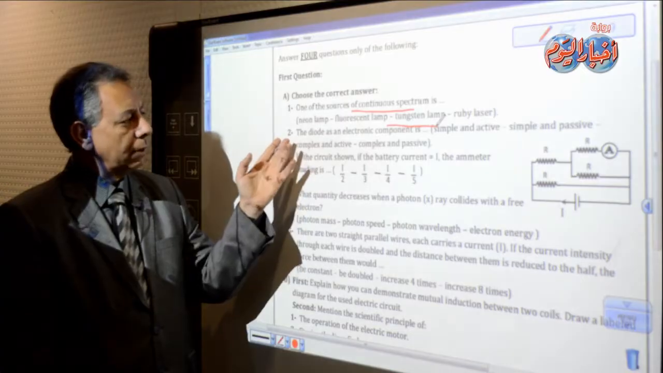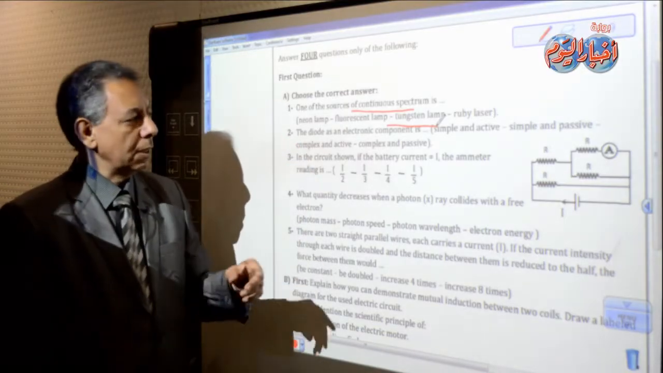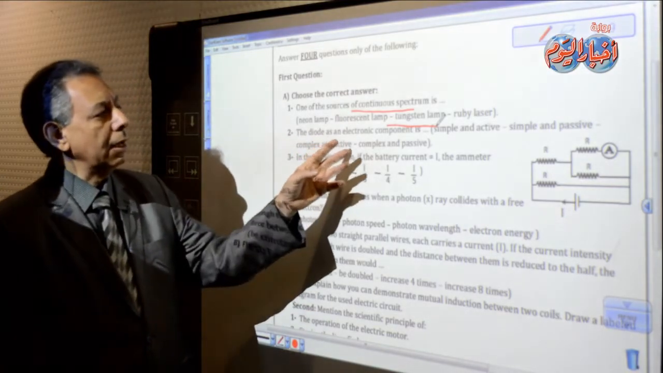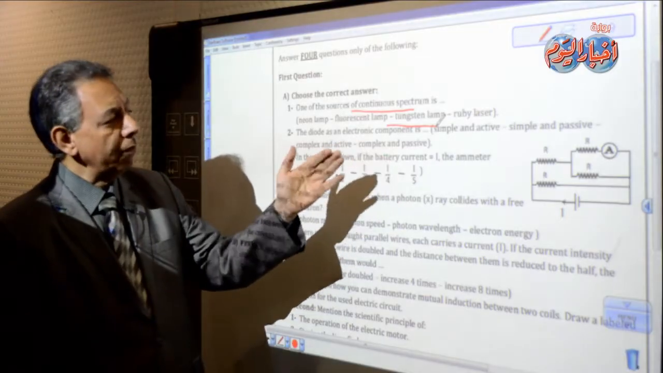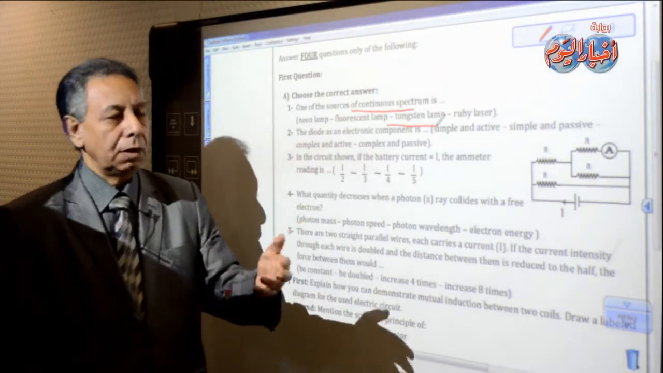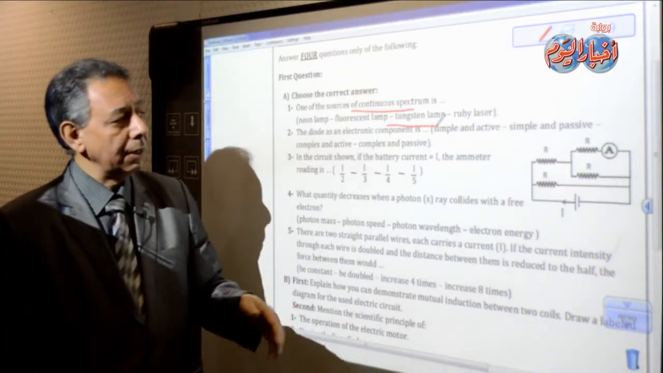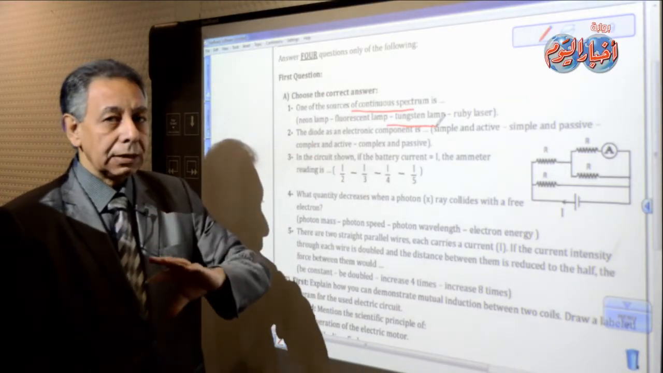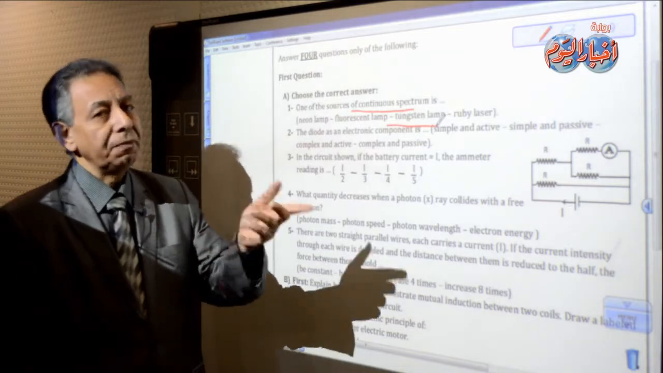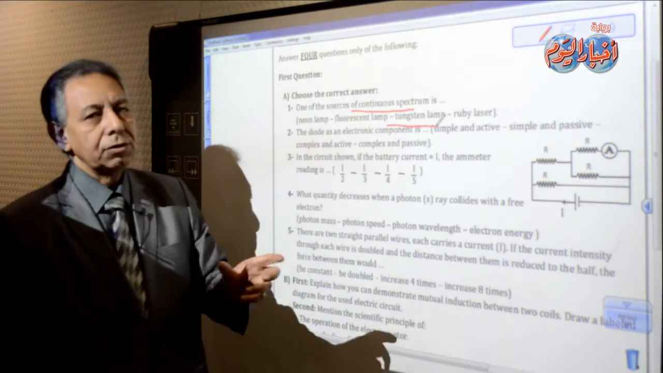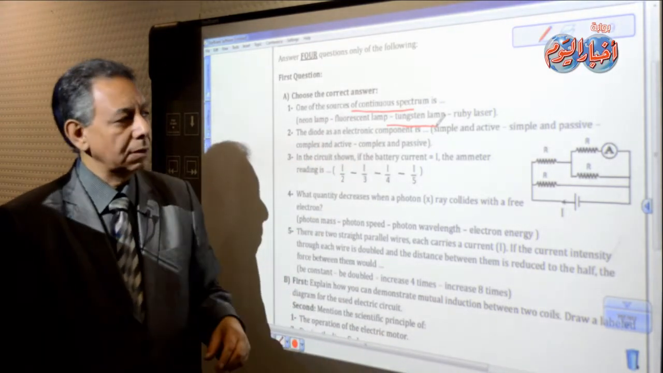The second question: the diode, the p-n junction, as you know, is an electronic component. And we have a classification for the electronic components. First, classified as simple, complex, and specialized. And second, classified as passive and active. And here in this question, we joined the two classifications together.